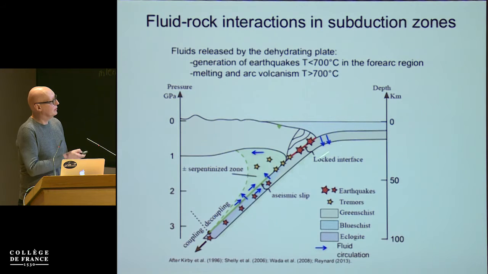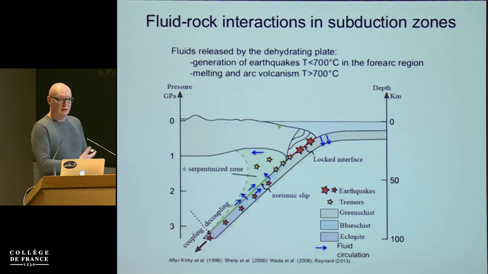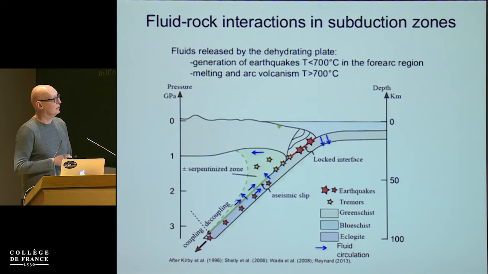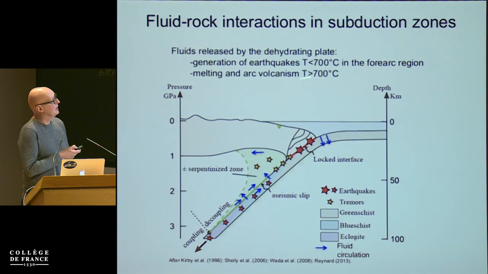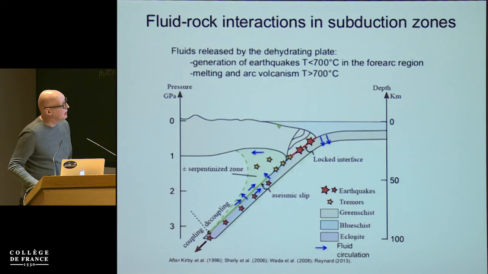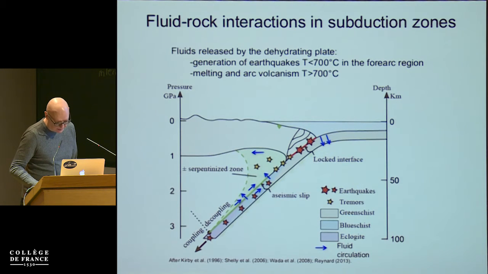I'm going to talk about the region that is before this arc, the forearc region, where fluids are generated at temperatures that are below this critical temperature. And what I will call fluids in the remainder is mostly aqueous fluid dominated by water plus a little bit of dissolved species. These fluids are thought to play an important role in the generation of earthquakes from the plate interface down to the intermediate depth earthquakes that we've heard about this morning.